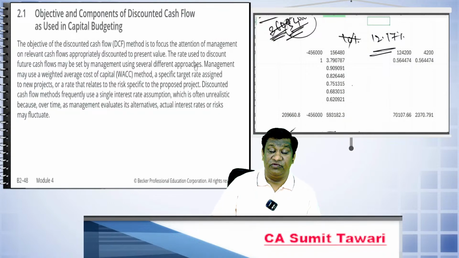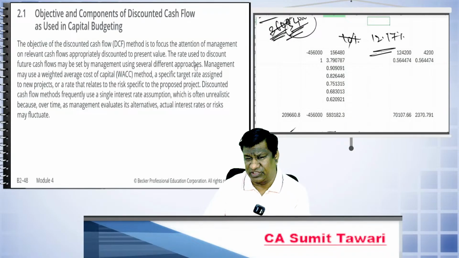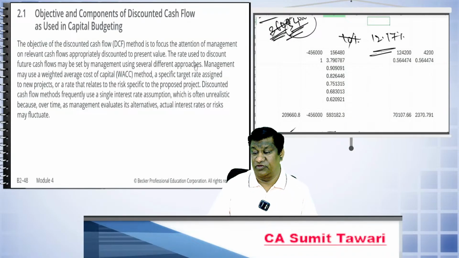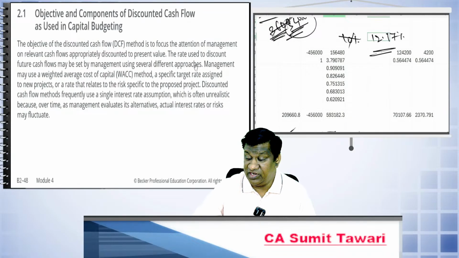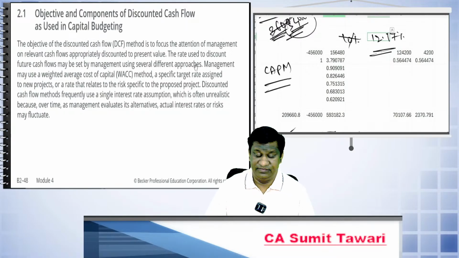So why do we calculate the weighted average cost of capital? To understand what discounted cash factor I need to consider as the discounting factor. Okay, when can I use CAPM as a discounting factor, can anyone say? Anyone guess?